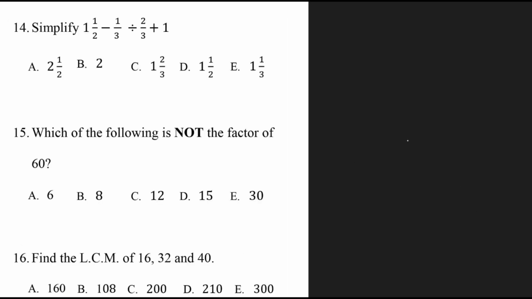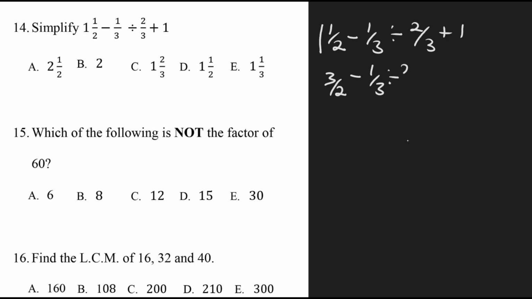Alright, question 14 says, simplify 1 whole number 1 over 2 minus 1 over 3 divided by 2 over 3 plus 1. So the first thing is to check whether we have a mixed fraction, in which we have 1 here. So now we'll change it to an improper fraction, right? In changing it, we said 1 times 2 is 2, plus 1 is 3, 3 over the denominator. We have 3 over 2 minus 1 over 3 divided by 2 over 3 plus 1.